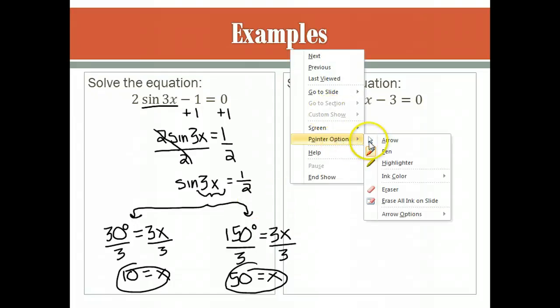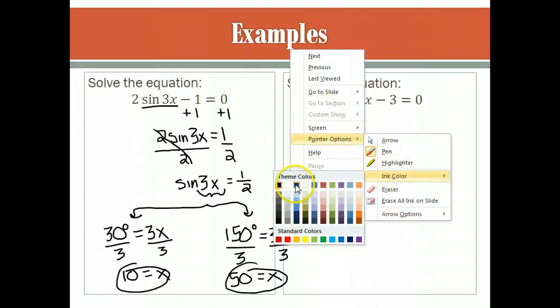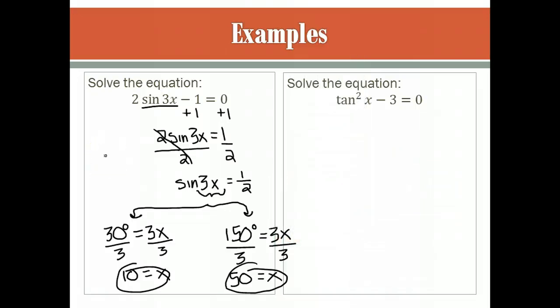I'll change my pen color here so it makes it easy to keep track of which problem is which. Alright, we've got tangent squared x minus 3 is equal to 0. So again, our first step is to isolate the trig function. We would want to add 3 to both sides. That would give me tangent squared x is equal to 3.